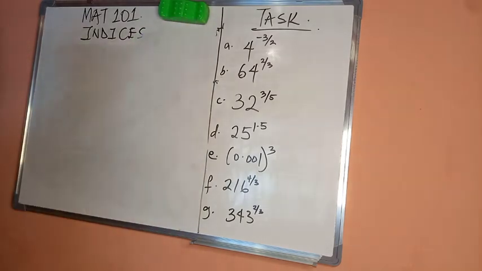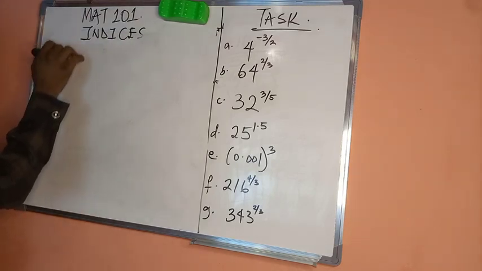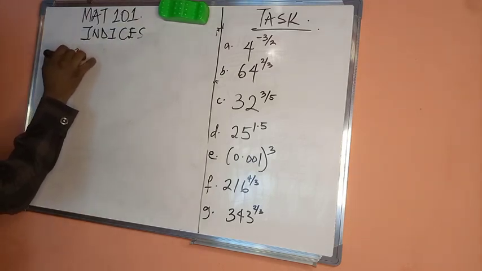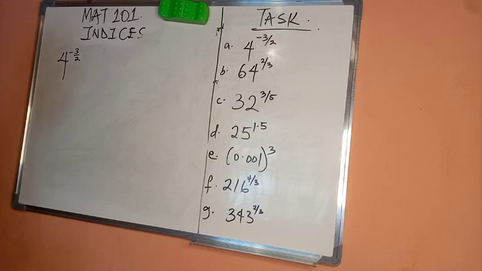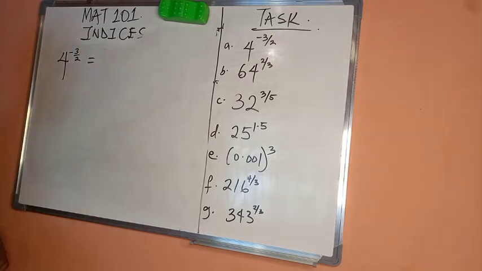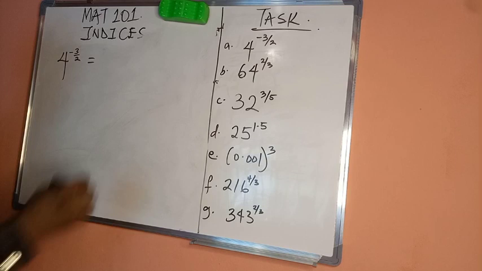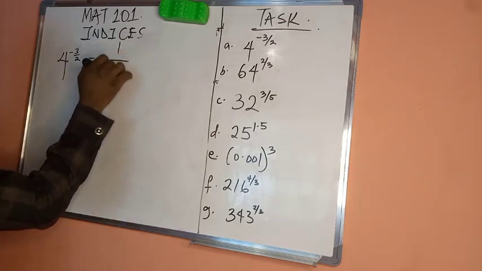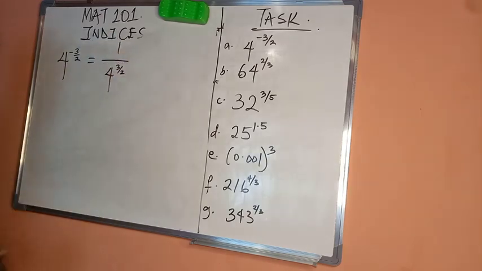All right, the first one, we have 4 raised to minus 3 over 2. You forgot the negative index law when you have a negative value here. The first thing to do, let's try and remove the negative value. If you remove the negative value there, that becomes 1 over 4 raised to 3 over 2. The negative value is gone in the index, with just 1 over that.